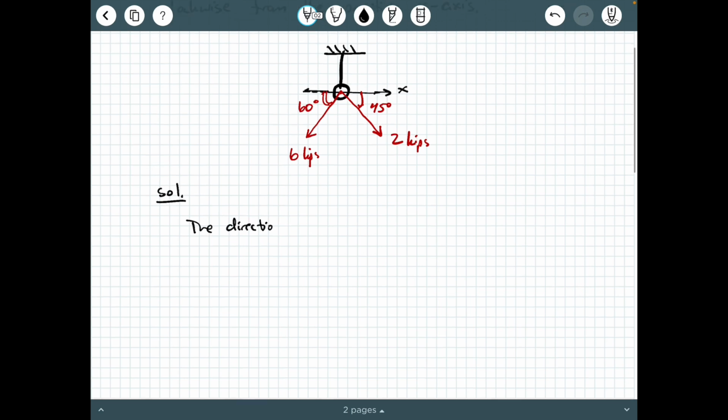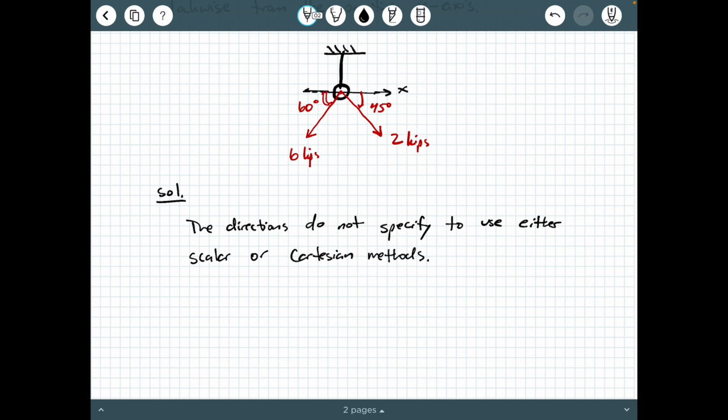directions do not specify to use either scalar or Cartesian methods, okay? So I personally use scalar notation if the directions do not specify which ones to use. I personally think scalar notation is a little bit more user-friendly. So let's use scalar notation.